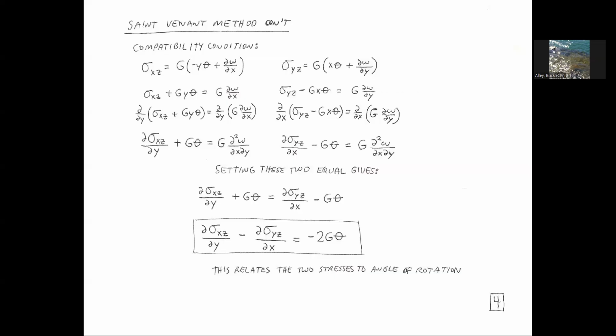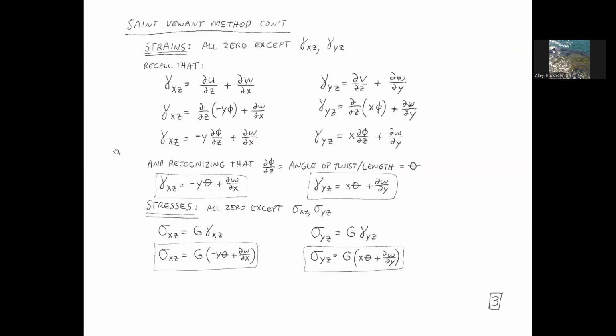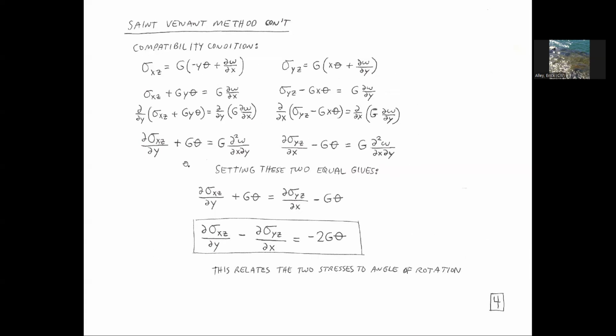So whatever's on the left side of these two must be equal, right? So right here, this stuff is equal to this stuff. So we can set these two equations equal now. And if I move theta, the twist rate, over to one side, it says d sigma xz with y and derivative of yz with x. The difference of those has to equal minus 2G theta. And note, everything on the right's a constant. Twist rate's a constant, G is a constant, and of course 2 is a constant. So this is our relation between those two stresses.